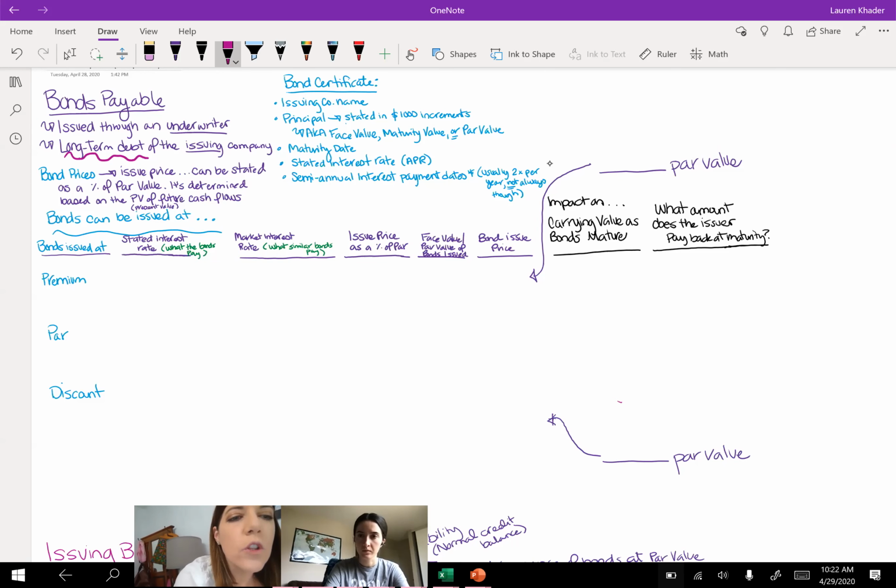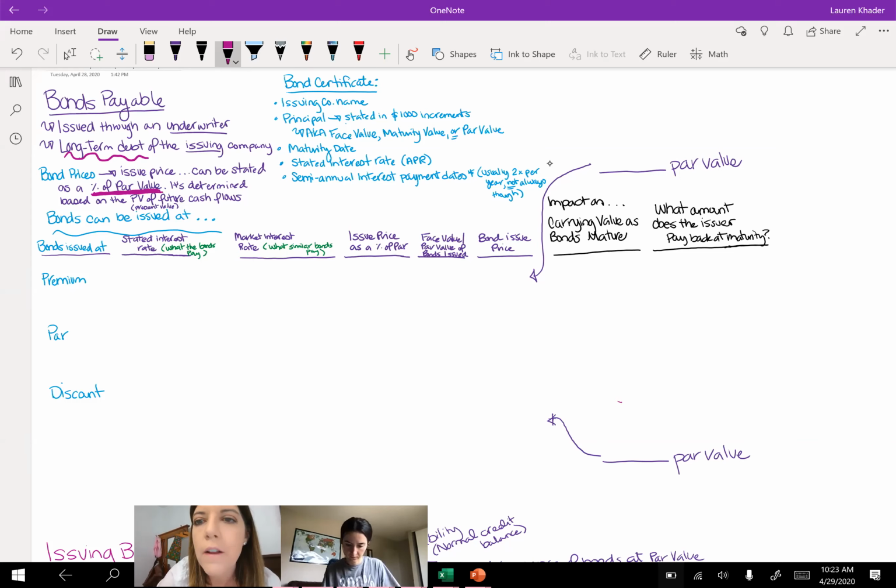And when we're looking at the issue price, it's usually going to be presented as a percentage of par value. So when bonds are being sold on the open market, you're going to see the bond issue price as a percentage of par value. It'll say that these bonds are being issued at 95 or 102. And what they mean is 95% of par value or 102% of par value. Face value is par value.